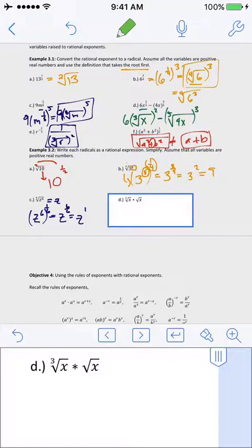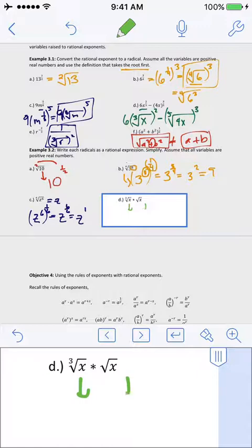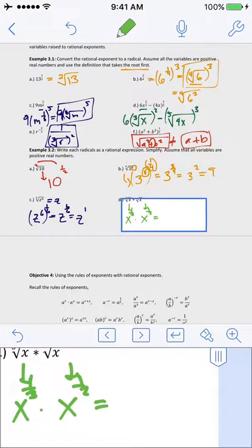However, if they were exponents, we might be able to combine them. So let's take these both to a base of x. This one's going to be a 1/3, this one's going to be a 1/2. And yes, now we can combine them. They have the same base.